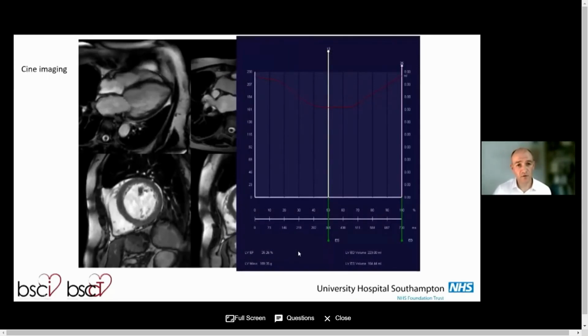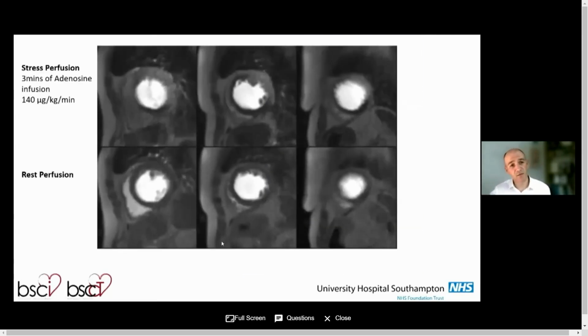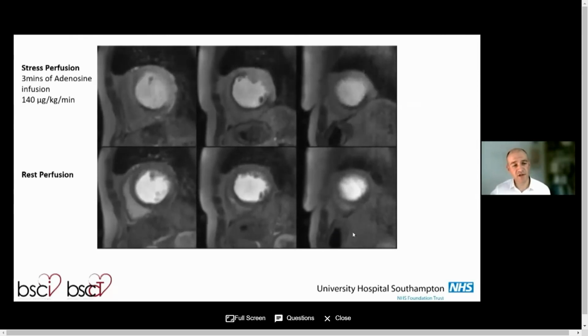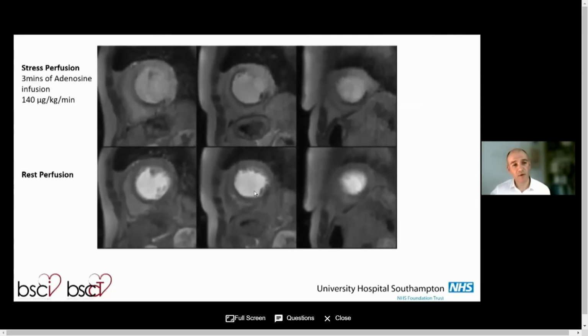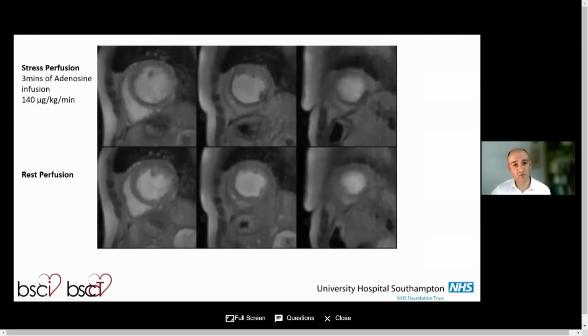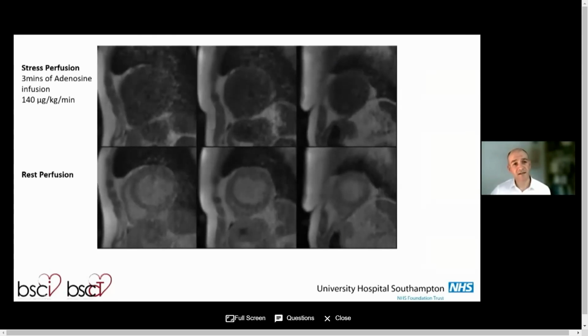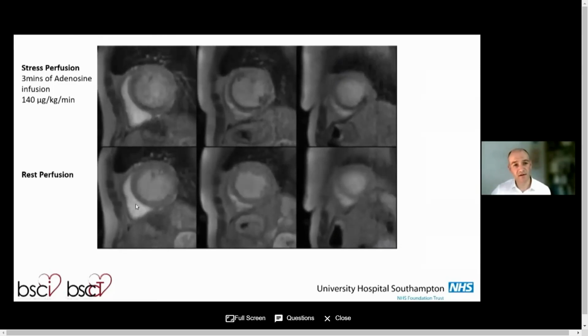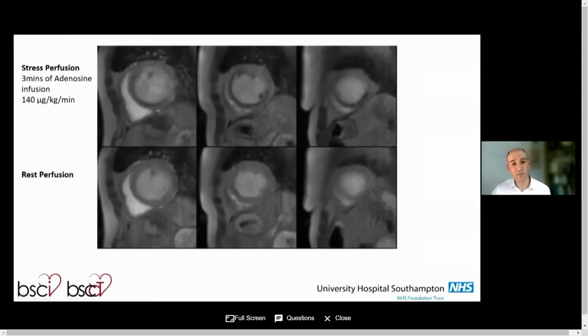We'll move on now to our perfusion sequence. We've got two sets of images here, a stress perfusion and a rest perfusion sequence. To generate our stress perfusion images, we administer adenosine for 3 minutes via an intravenous infusion to the patient while they're lying in the scanner. The adenosine will cause dilatation of the capillary bed within the myocardium, and what we're looking to do is create myocardial hyperemia.